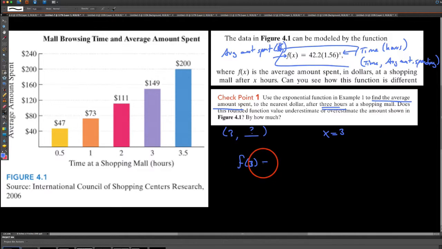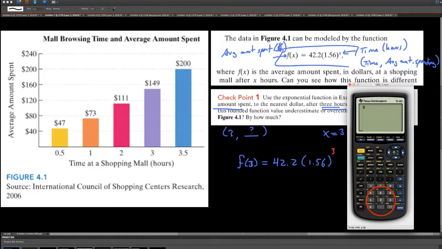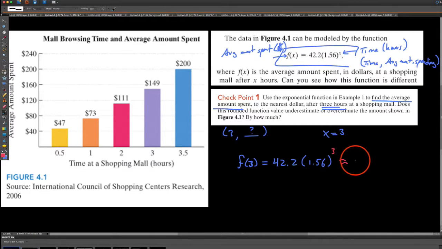So really quickly here we say f of 3 is 42.2 times 1.56 to the third power. So what this really truly means is we're going to take 42.2 times 1.56 3 times. But the nice thing is if you just turn on your calculator, we could type in 42.2 times, and you know what, actually I'm going to write in parentheses 1.56 to the power of 3, and we should get a value here. Now we said to the nearest dollar we'd say about $160, what I put right here. So it's approximately 160 right there. And so we could say it'd be about $160 is the average amount spent after 3 hours, okay?